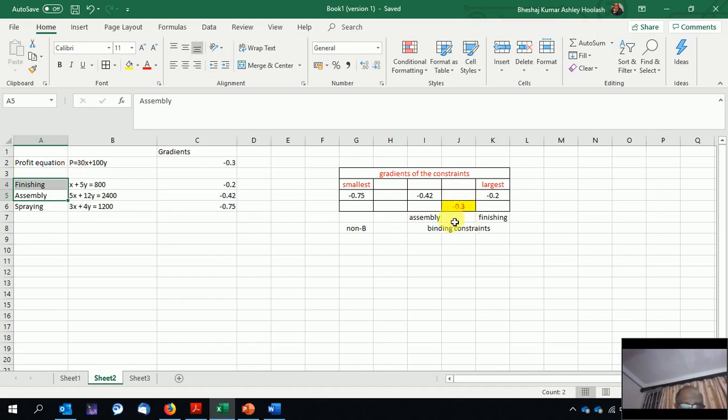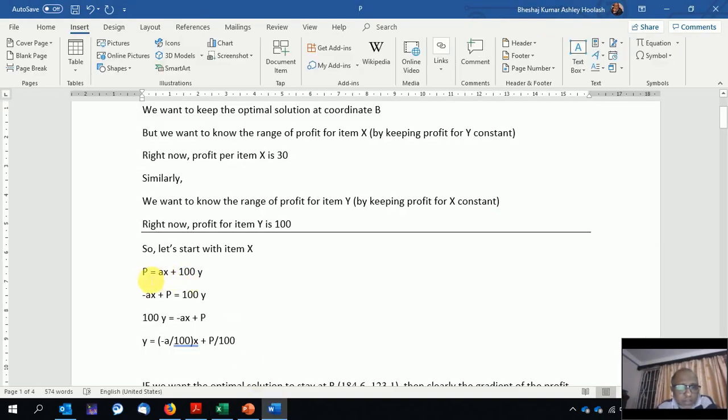So now I want to know, by keeping these two constant, the range for the profit for item X first and then Y. But remember we want to keep these two constant here because we want the solution to stay between these two. I want to keep these as binding constraints. Right, so what we should do here is let's start with this. Initially it was 30 here. Let's assume that it's a number. Remember, I want to find the range here.